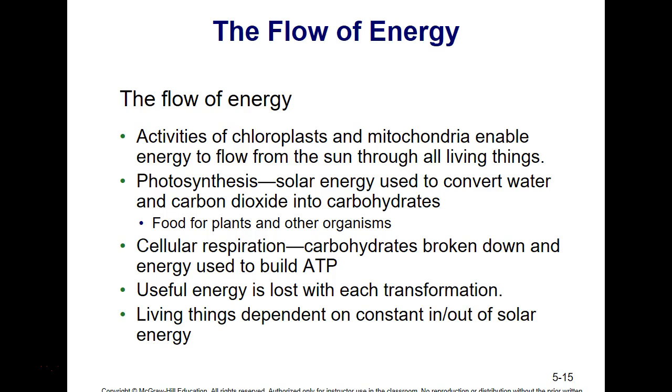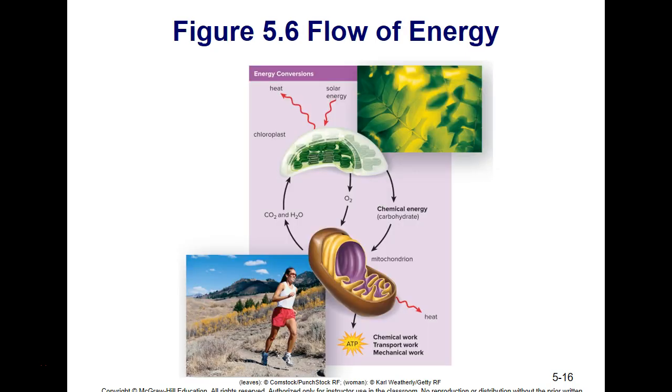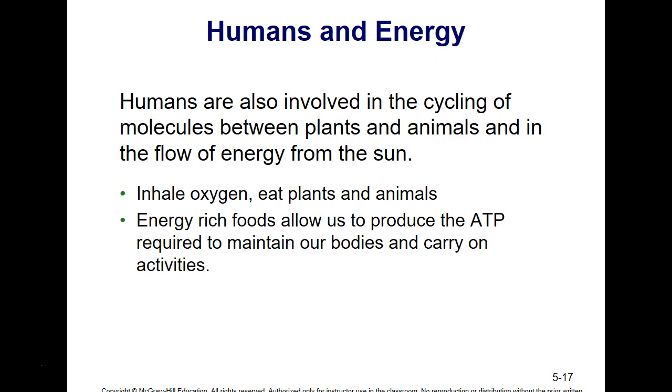The flow of energy. Energy flows in one direction. Of course, it flows from the sunlight. This is not going to be on your test, but there's a one-way flow of energy. It's solar energy used to convert water and carbon dioxide into your carbohydrates, which is your food for plants and your organisms. Cellular respiration is a breakdown of your carbohydrates, particularly glucose, in order to build and release energy in the form of ATP.